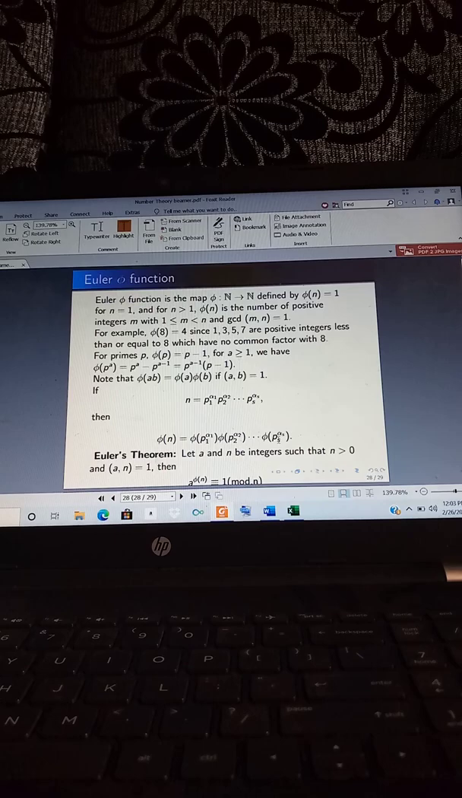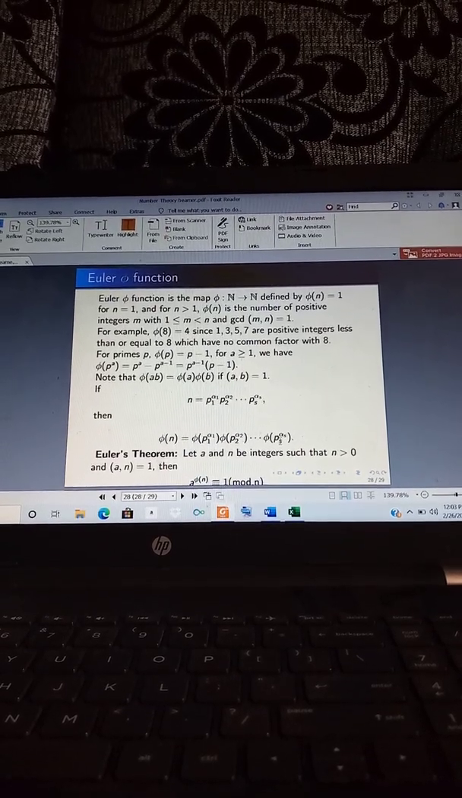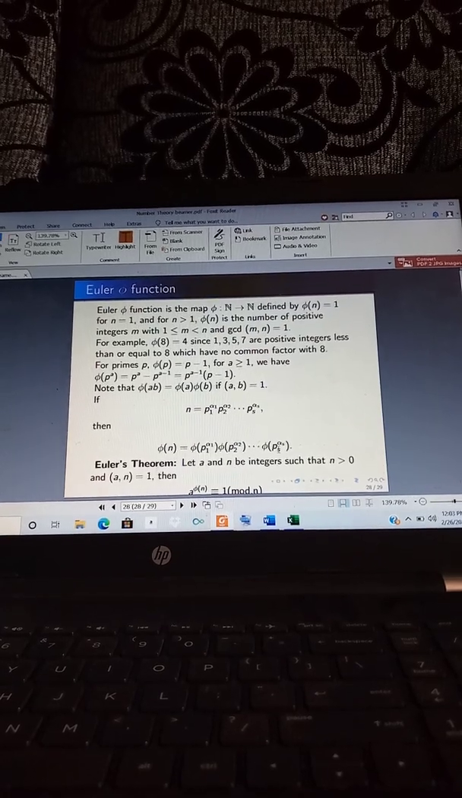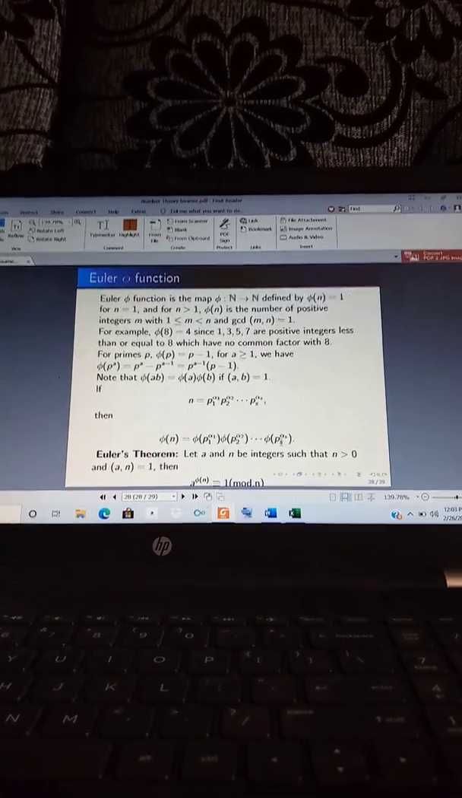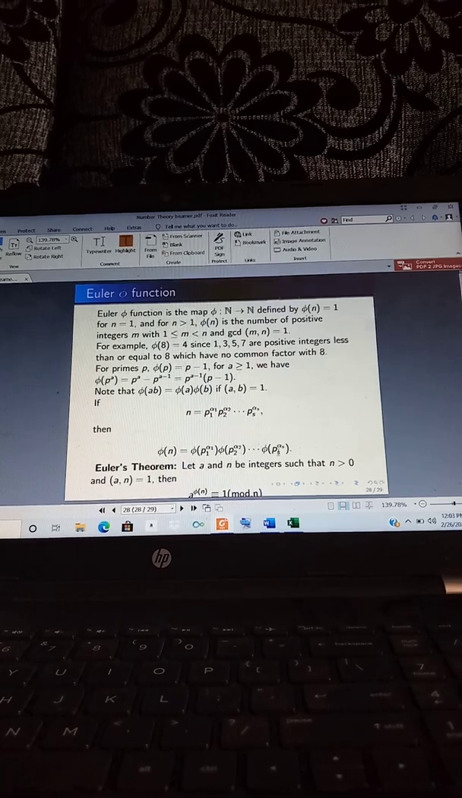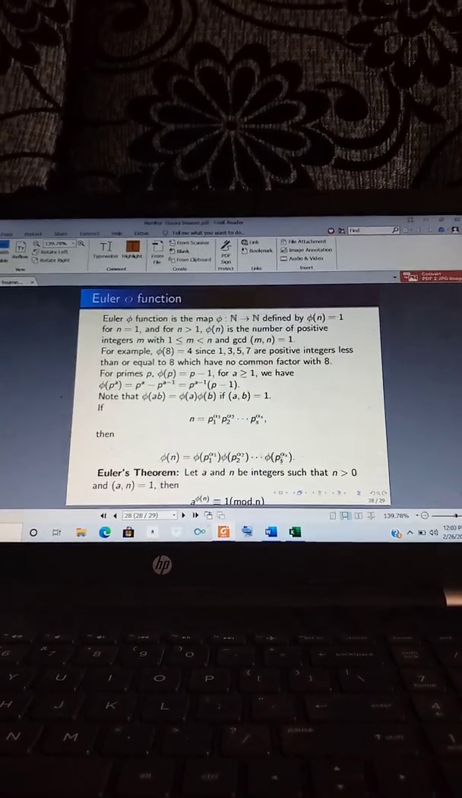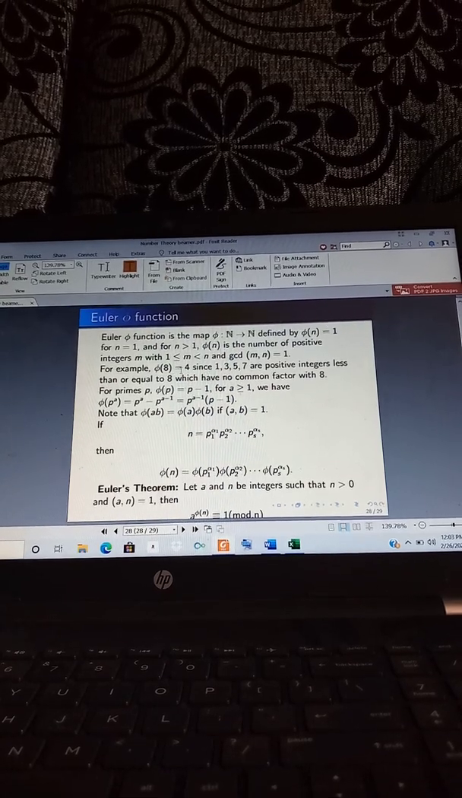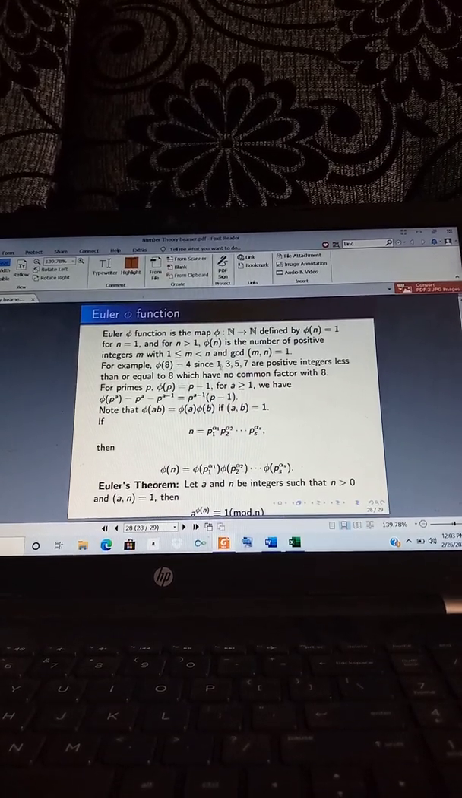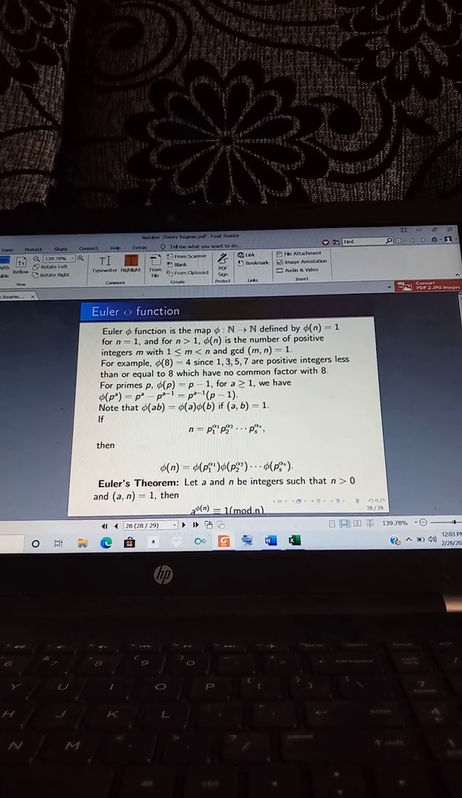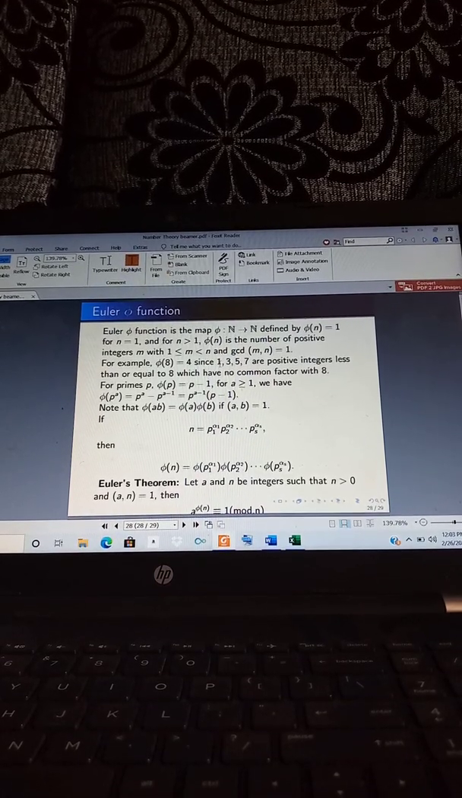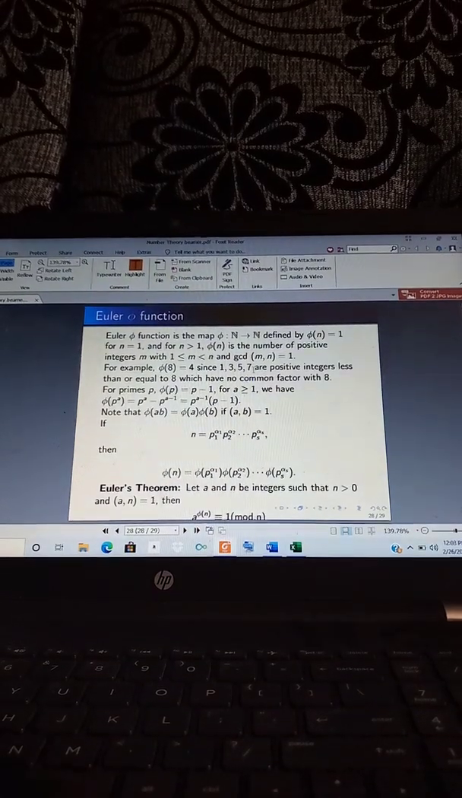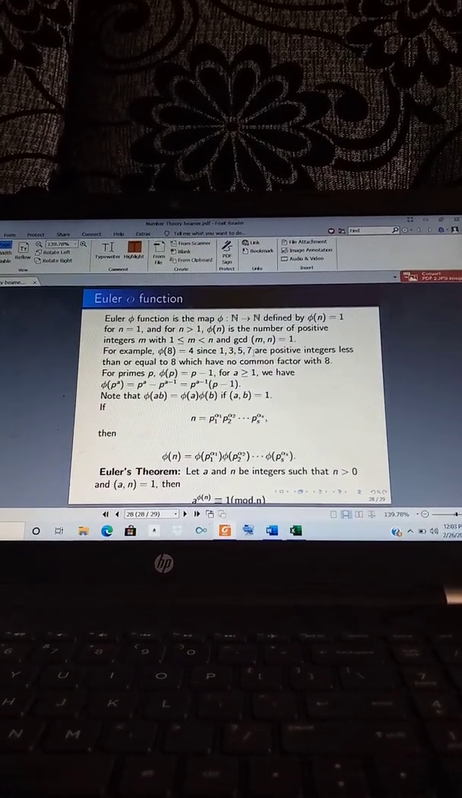Now we look at what we call the Euler-phi function. The Euler-phi function of a positive integer n is the number of positive integers a less than or equal to n that are co-prime with n. For example, the Euler-phi function of 8 is 4, because we have 4 numbers between 1 and 8 that are co-prime with 8. Those are 1, 3, 5, and 7. They are integers less than 8 that are also co-prime with 8.